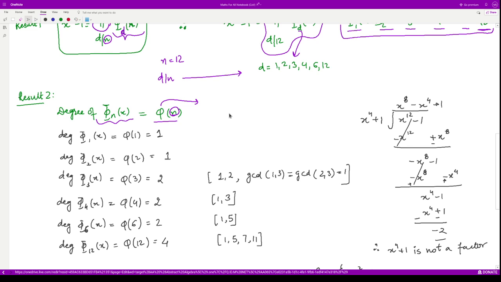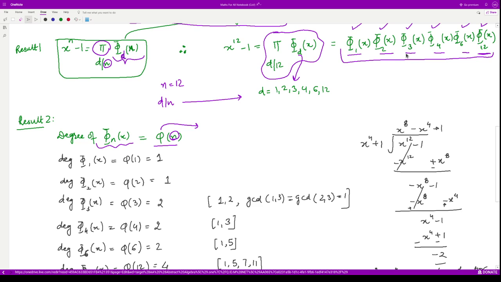So now we have this with us: phi 1 of x, phi 2 of x, phi 3 of x, phi 4 of x, phi 6 of x and phi 12 of x. So the degree of phi 1 of x would be phi of 1, and phi of 1 is basically 1. So basically you are looking for all the numbers relatively prime to 1. So here in case of 1 we have only 1, so the number would be 1.